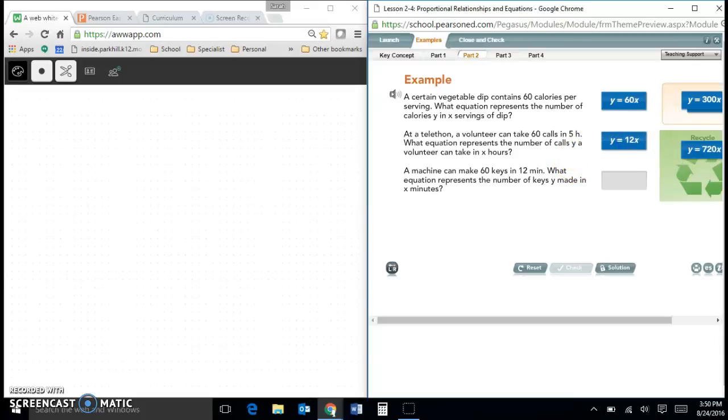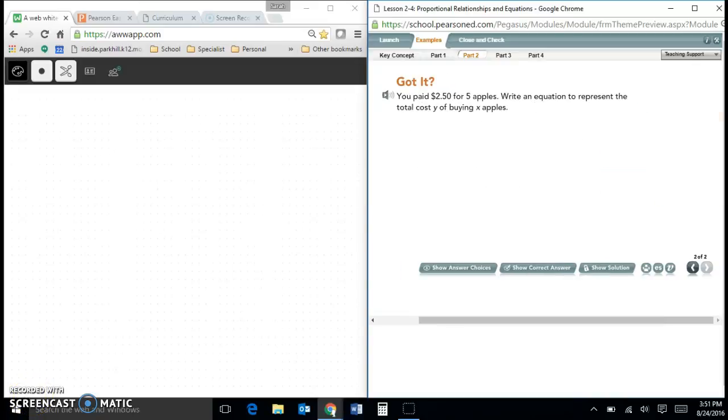So I'm going to put that one there. And then if we go to this one, a machine can make 60 keys in 12 minutes. Again, that's not a unit rate. So 60 divided by 12 gives us a unit rate of 5. So that would be the answer to that.